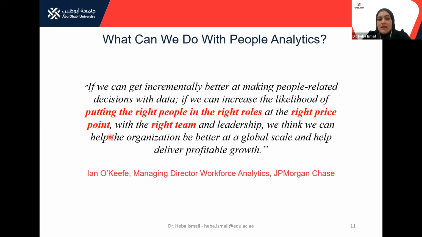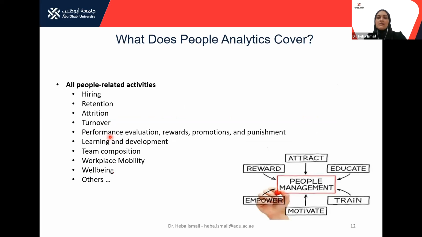According to Ian, who's a managing director of workforce analytics in JP Morgan, if we can get incrementally better at making people-related decisions with data, if we can increase the likelihood of putting the right people in the right roles and the right price point with the right team and leadership, we think we can help the organization be better at a global scale and help deliver profitable growth. What this statement tells us, from an HR analytics professional, a managing director of HR analytics in one of the top companies, is that people analytics can help with every single process that any HR professional is expected to conduct.